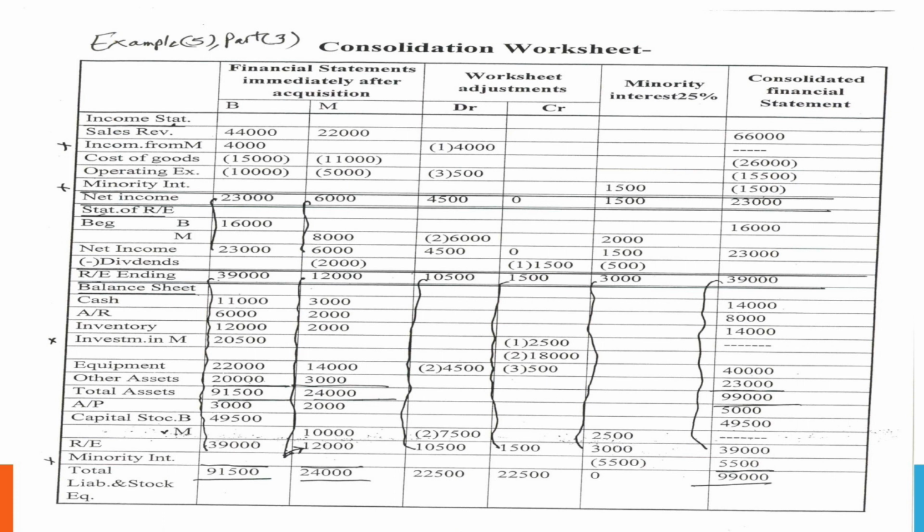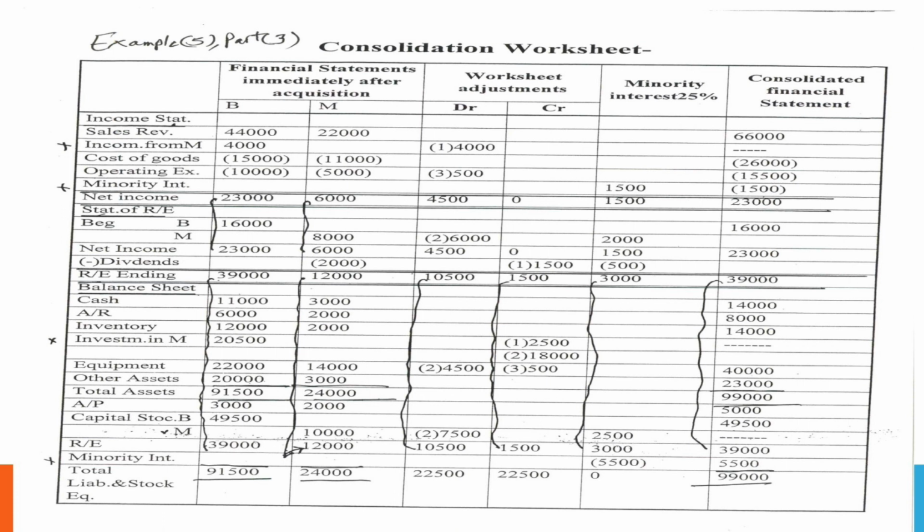This one, we finish the first one. You need to know the elements of the income statement. That's the element of the income statement. Statement of retained earnings. This one here, we're beginning retained earnings. That's number one for company B and for company M. After that, net income for company B is 23,000 and 6,000 for company M.